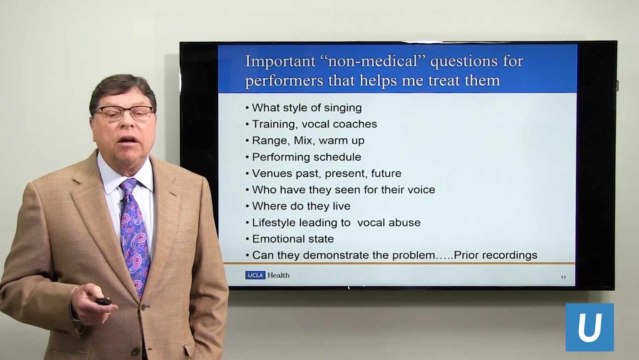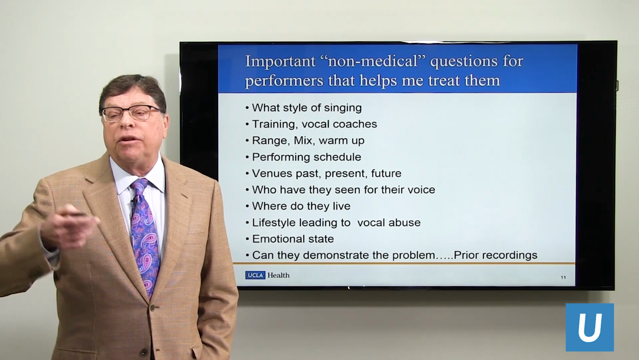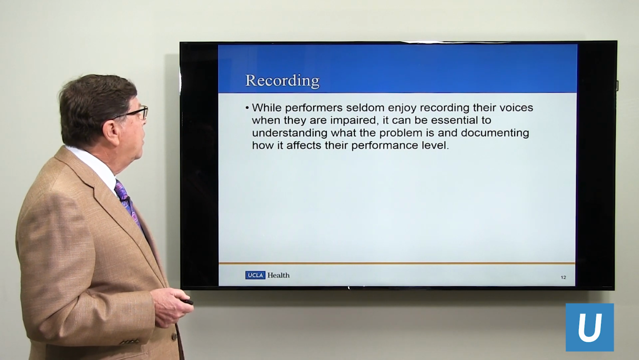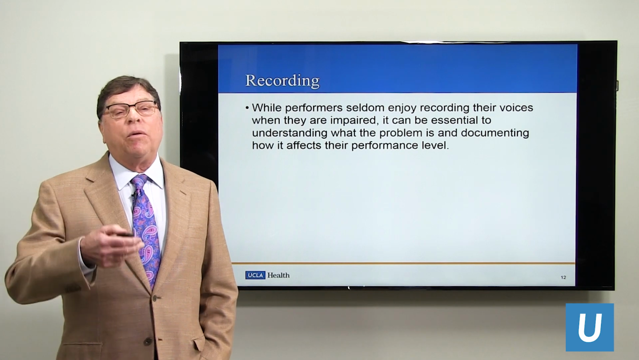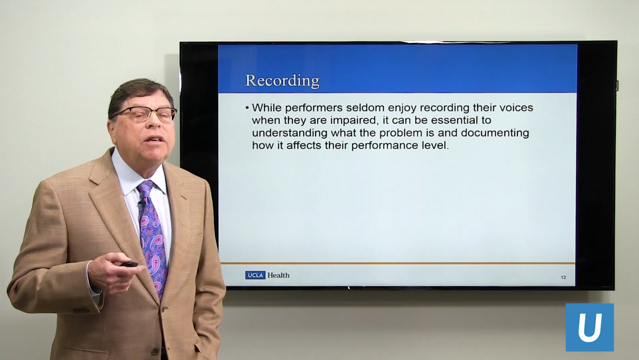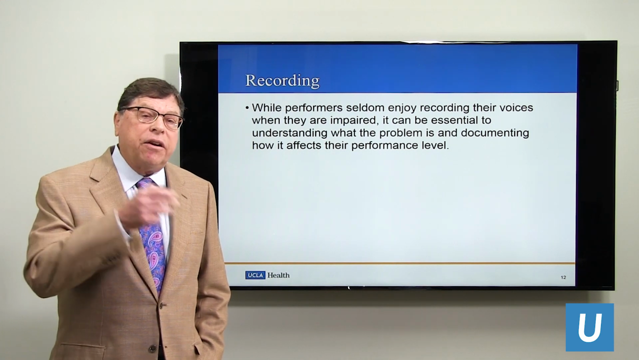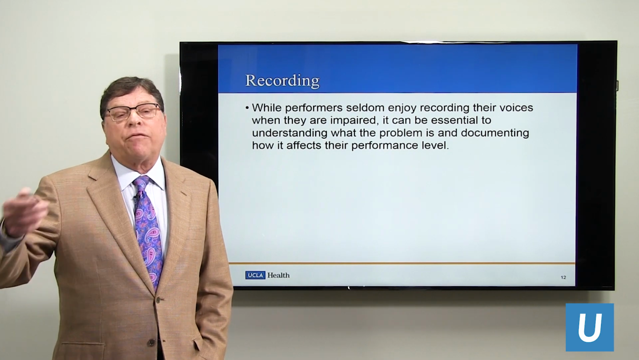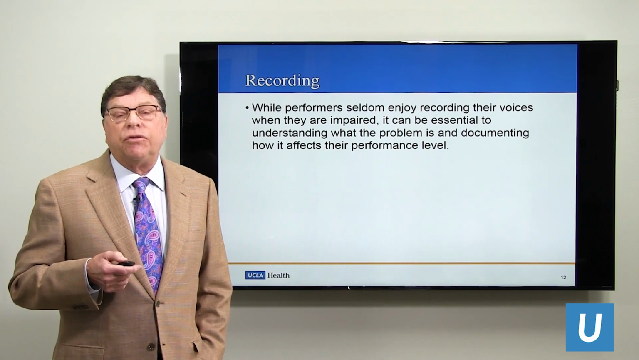And we'll talk a little bit more about how we can help you look at that and actually record your voice. You know, performers, when they're not doing very well, don't particularly like to go into a recording studio and record their voice, but it can be really useful to have them do that in a professional setting so that they can hear how they sound from day to day or after a particular treatment that's been suggested to them.